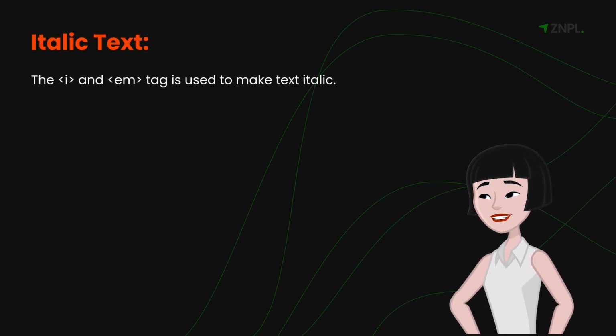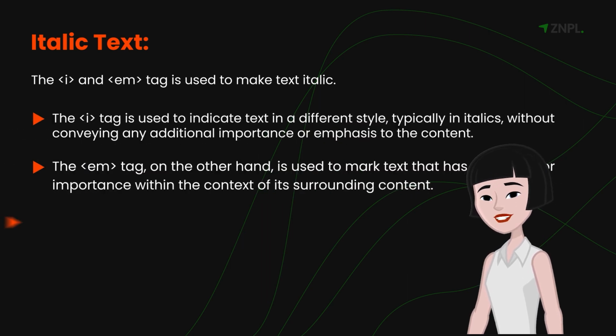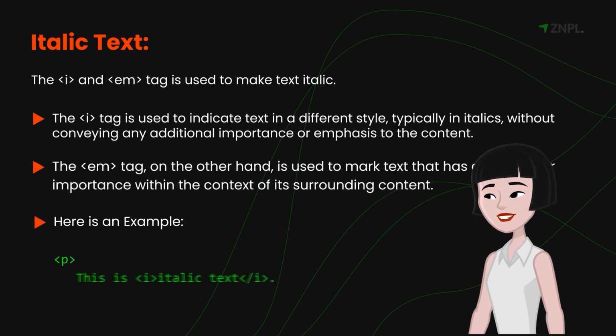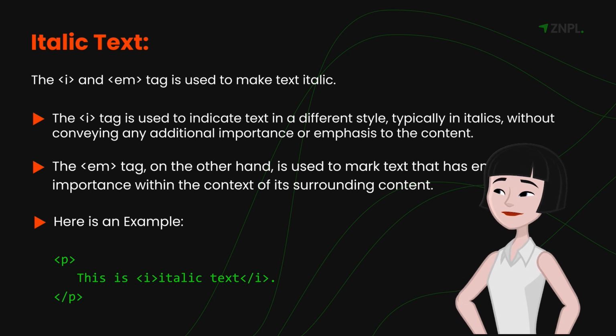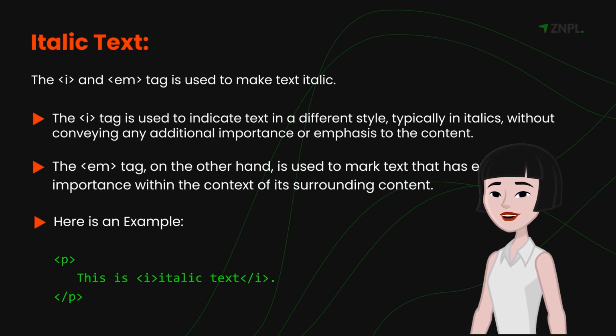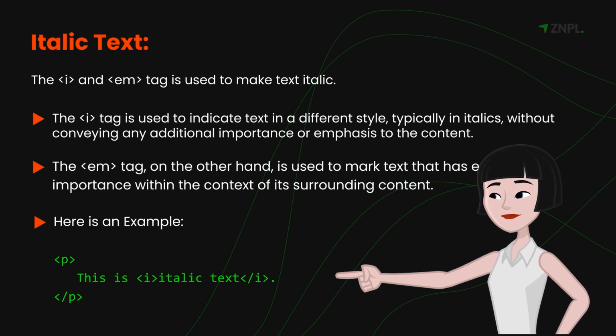Italic text. The i and em tags are used to make text italic. The i tag is used to indicate text in a different style, typically in italics, without conveying any additional importance or emphasis to the content. It is primarily used for presentational purposes. The em tag, on the other hand, is used to mark text that has emphasis or importance within the context of its surrounding content. It is typically rendered as italicized text, but its main purpose is to convey meaning rather than style. Here is an example.